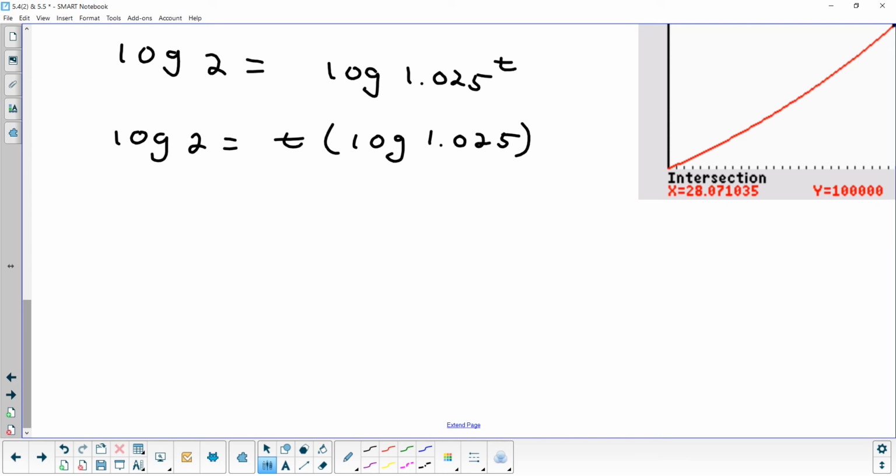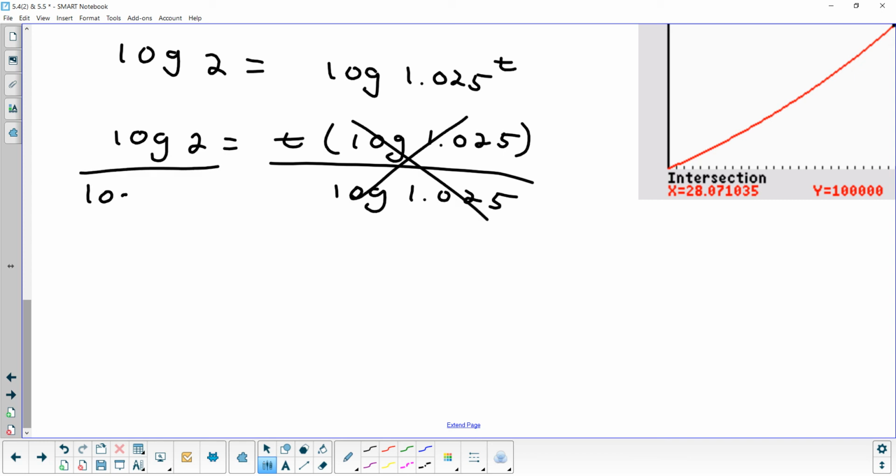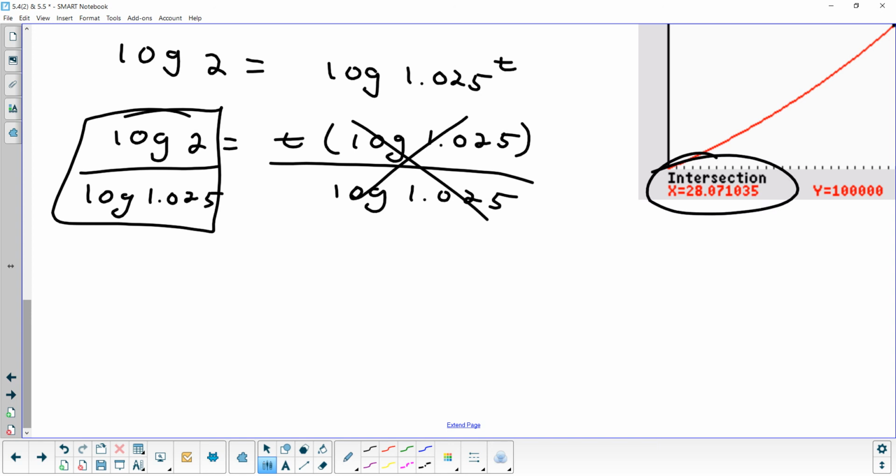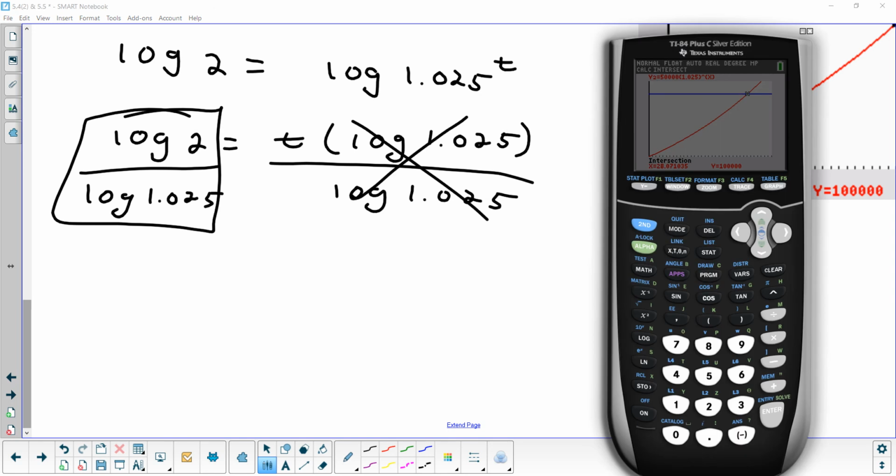I don't really care what it is at this point, because I'm just going to type that in and get a final answer. So divide by log 1.025, log 1.025, and that should be your answer for t. Let's check and see.